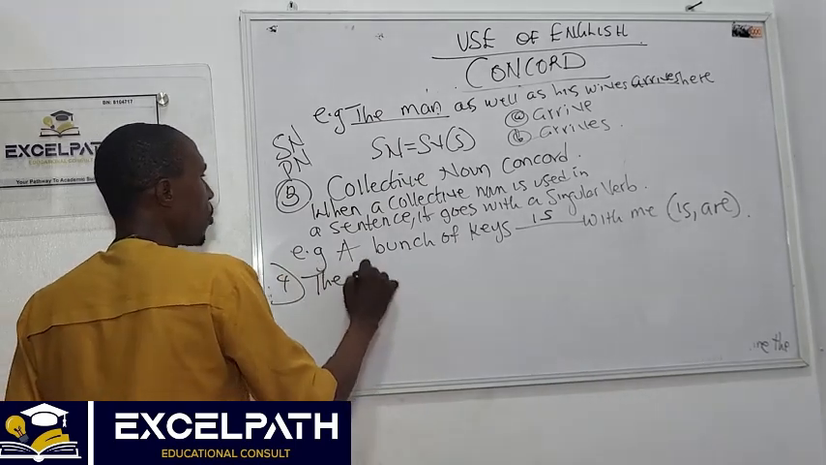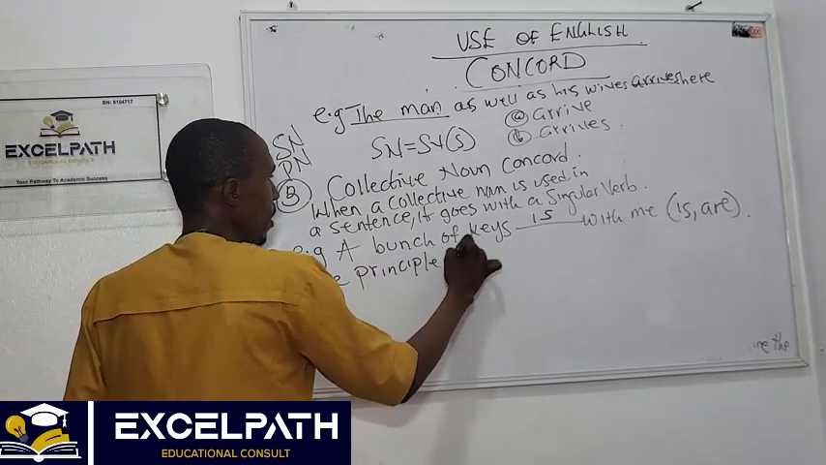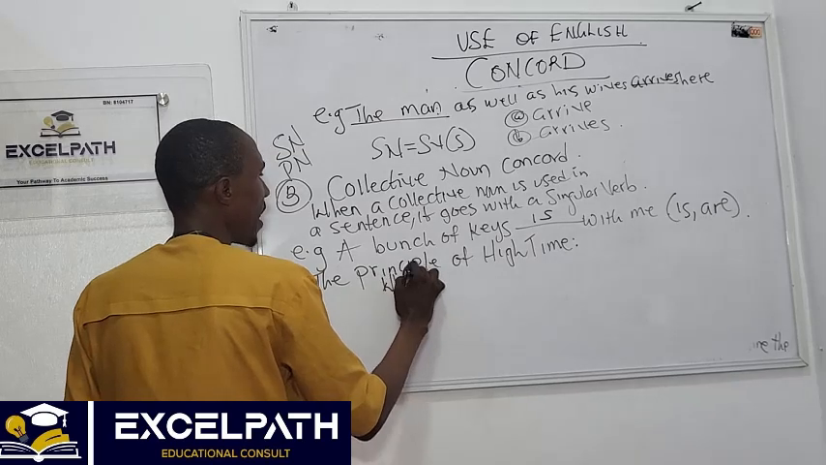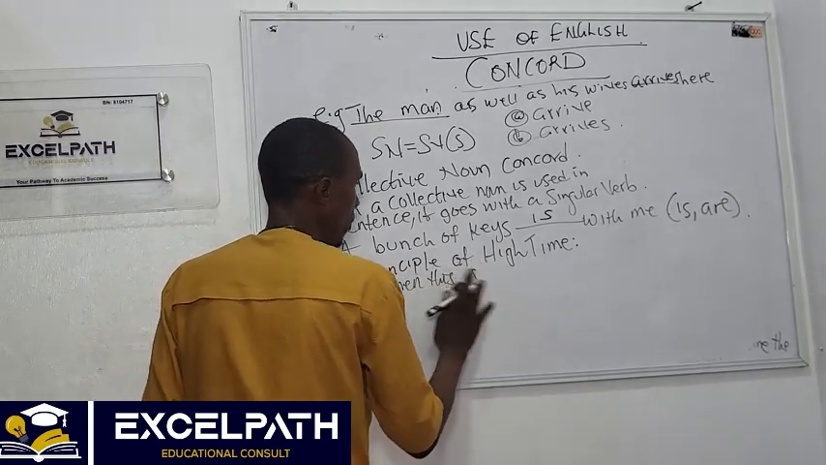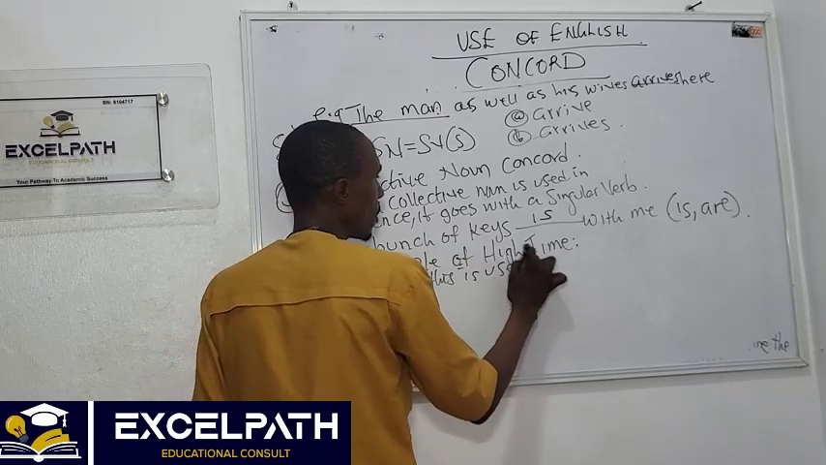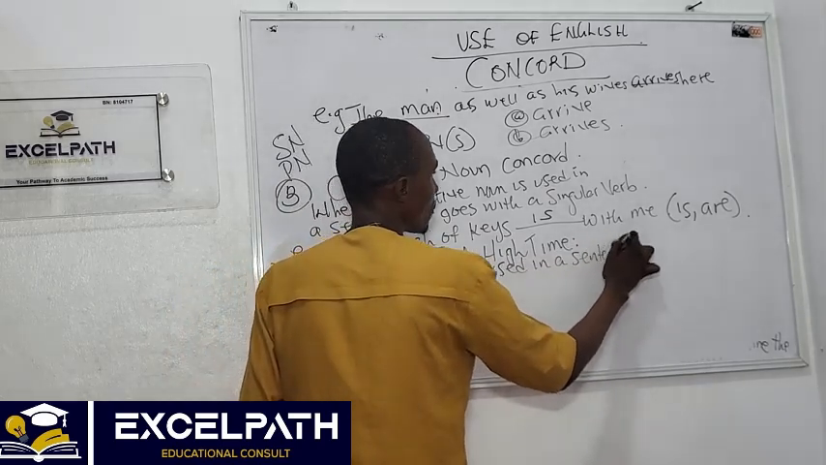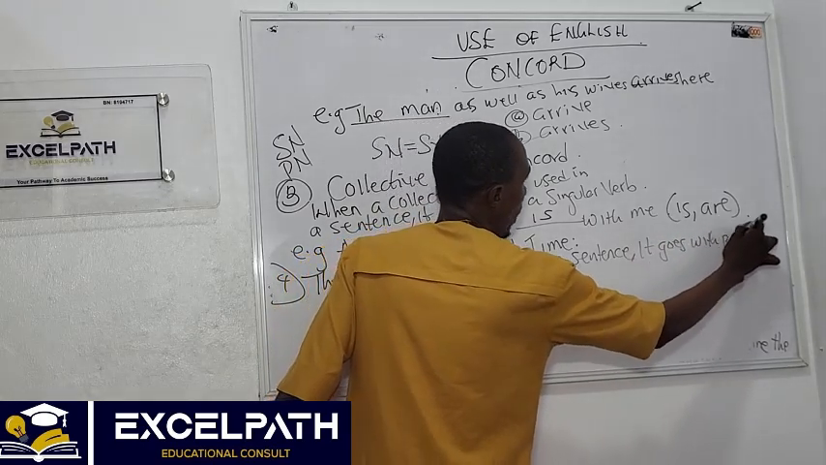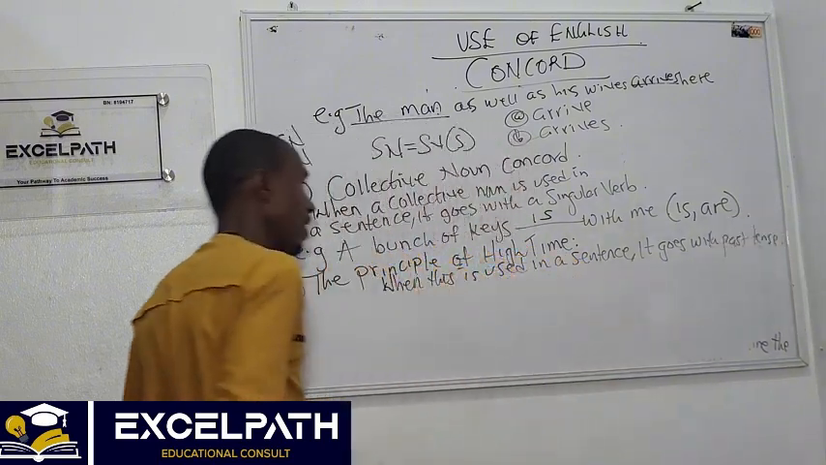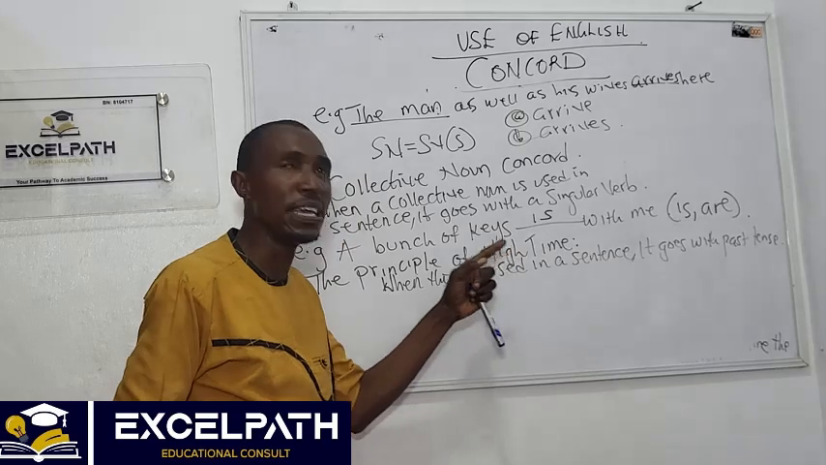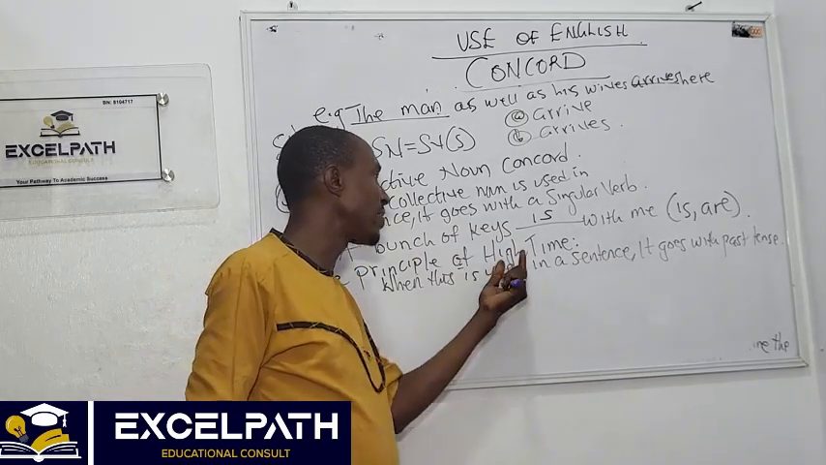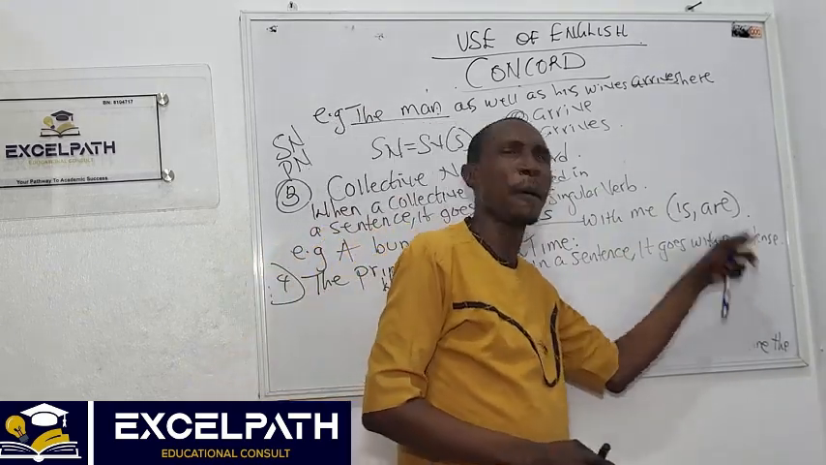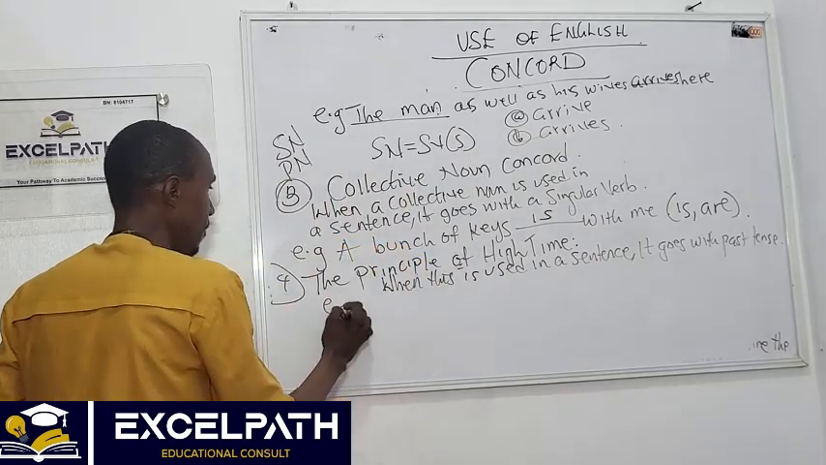Number 4, the principle of high time. The principle of what? High time. When this is used in a sentence, it goes with past tense. What am I saying? Anytime you see high time in a question, or maybe you are relating a word to high time, the verb that you must write must be in what? Past tense.